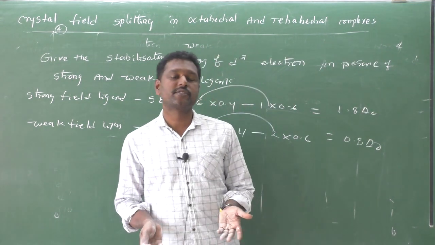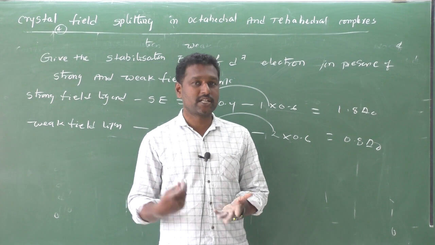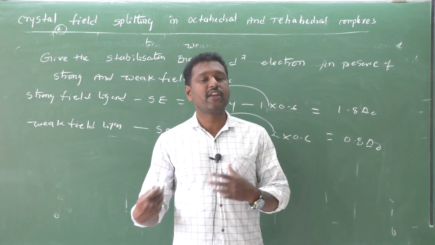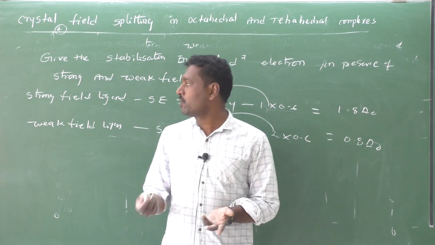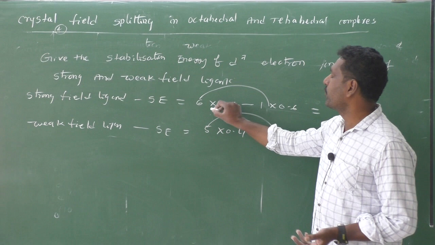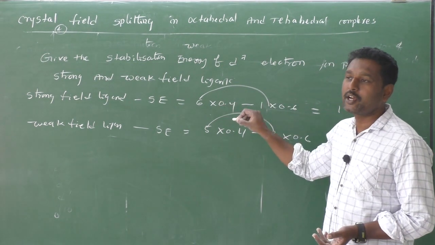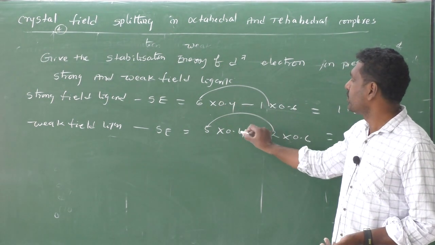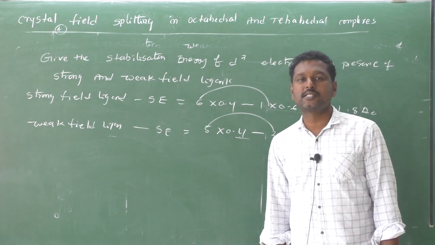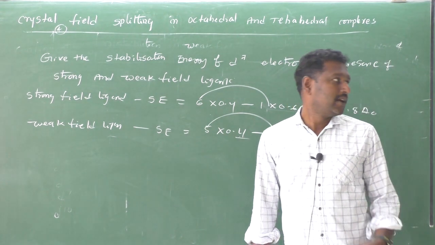So how can we calculate stabilization energy? Means like this we can calculate. With strong field is different, weak field is different. How can we calculate? 0.6 into 0.4, number of electrons we have taken in Eg orbitals and T2g orbitals, and the value is constant, 0.4 and 0.6. This is about crystal field theory.